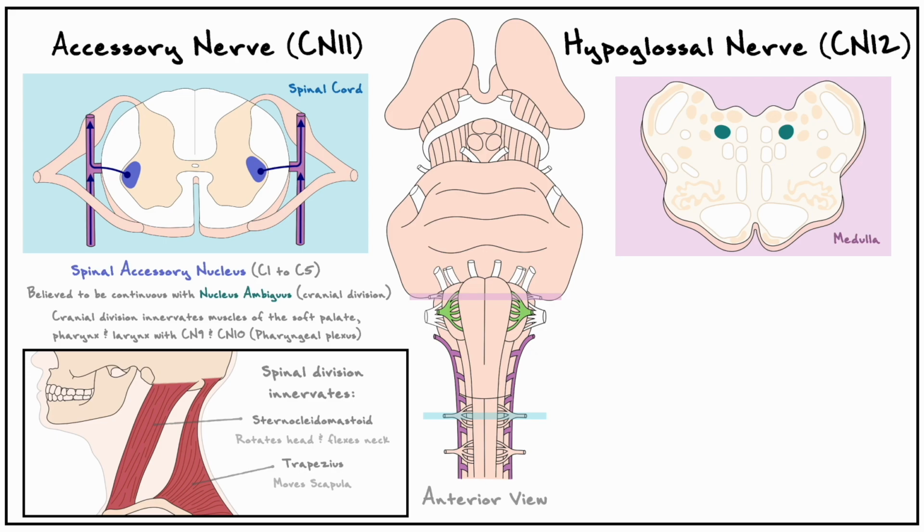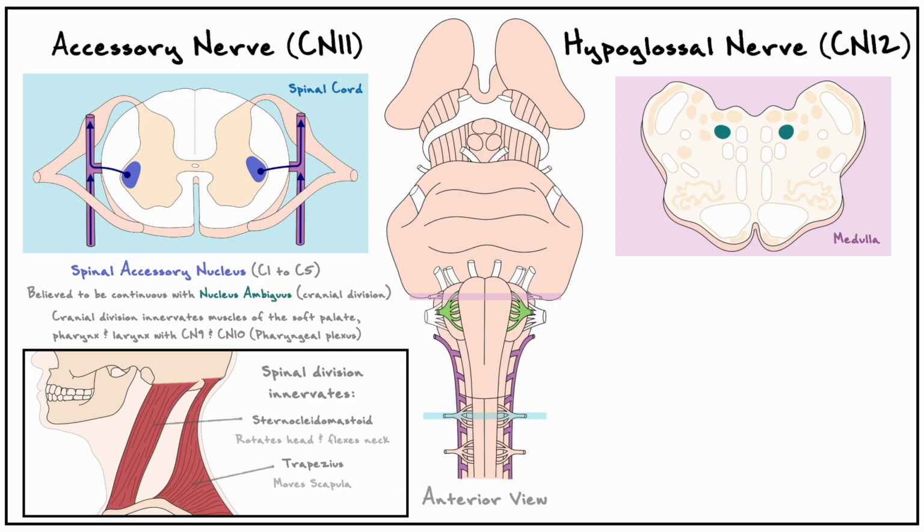Accordingly, if you see the accessory nerve being called the spinal accessory nerve, it simply means that the person behind it has chosen to only consider the function of the spinal division. Now, finally, we can move on to the last and 12th cranial nerve, the hypoglossal nerve.